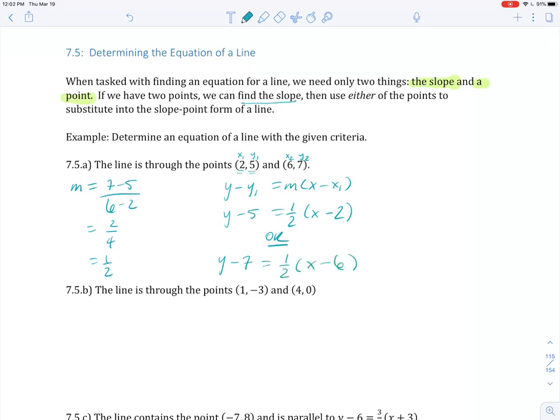Okay, so then you could also have done the other point on the line, where the y value is 7, and the x value is 6. So either of those would be a correct and final answer.